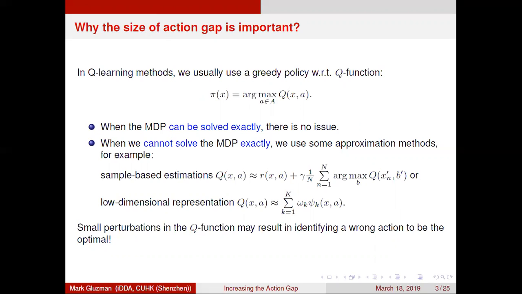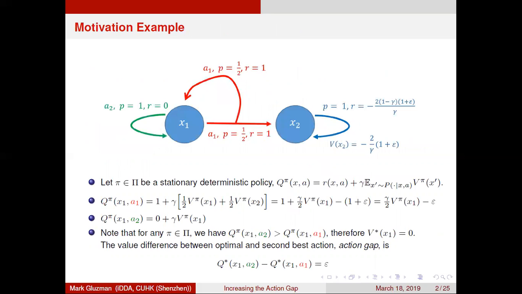So we have to assume some approximation and use approximation methods like sample-based estimations, where we have to approximate the expectation in the Bellman equation, or some low dimensional representation where we also in some sense approximate our Q value. So in this case there should be a max. As a result, small perturbations in the estimation of the Q function during the algorithm or at the end of the algorithm may result in identifying a wrong action as the optimal. So if we go back to our problem, the small difference between two Q values may result in identifying action A1 as optimal.